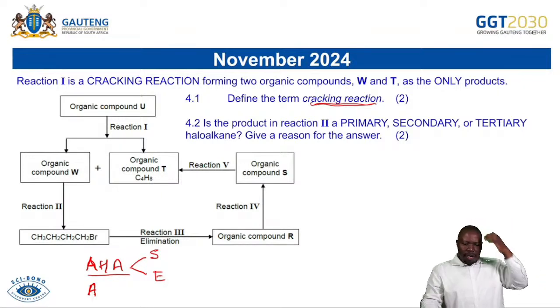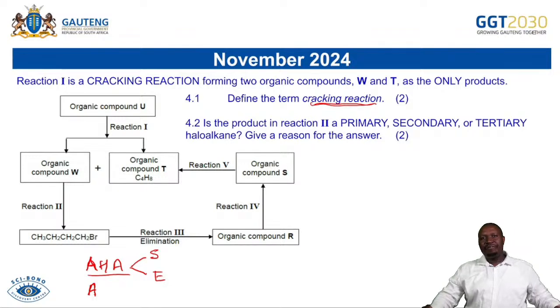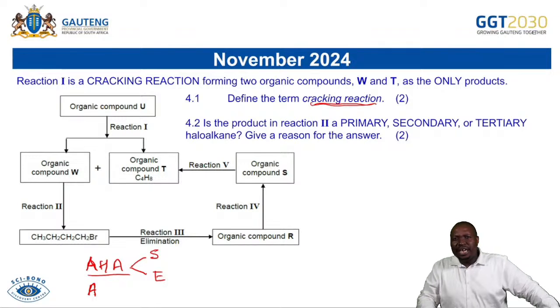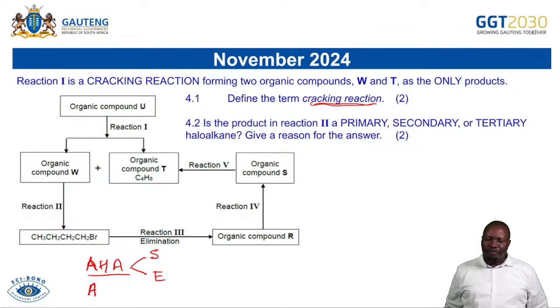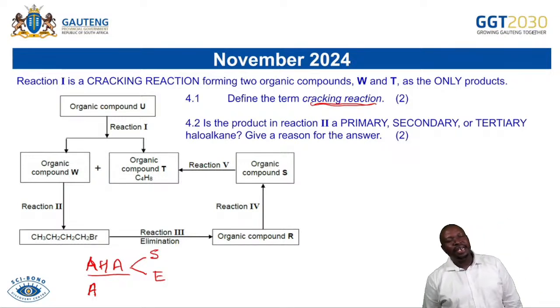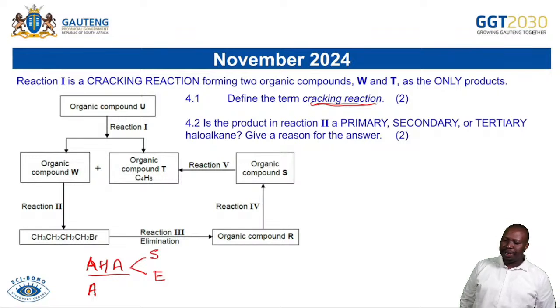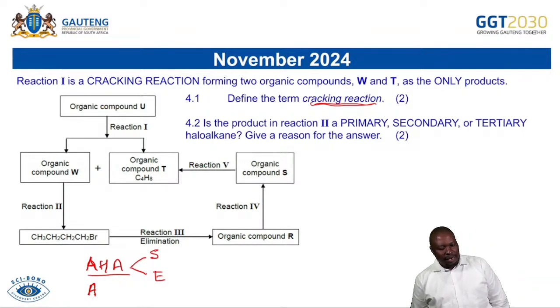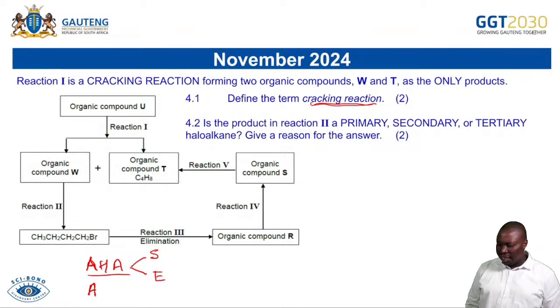But now, if you look at reaction 2 on the left here, you will see that we are having CH3, CH2, CH2, CH2, Br. How many carbons? You are having 4 carbons. How many hydrogens? 9 hydrogens and a Br. So you are able to see that we have C4H9Br.